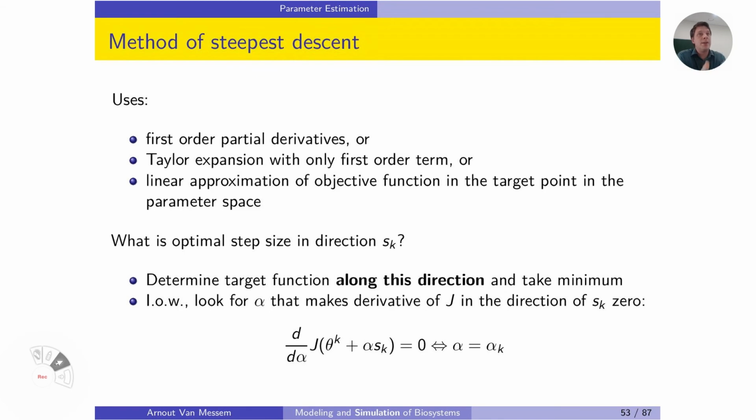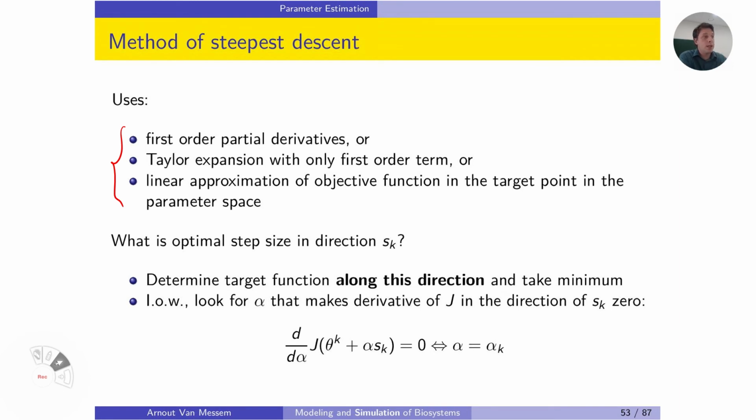Method of steepest descent, there are different versions of it, but they are all the same method. So you can be using first order partial derivatives through the Jacobian. You can use a Taylor expansion. You can use a linear approximation of the objective function. Basically, all these methods boil down to the same thing. They are different versions of the same algorithm. One thing to remark is that although it's a relatively older method, it's still one of the methods that's used most often. So method of steepest descent or the gradient method is a very commonly used method.